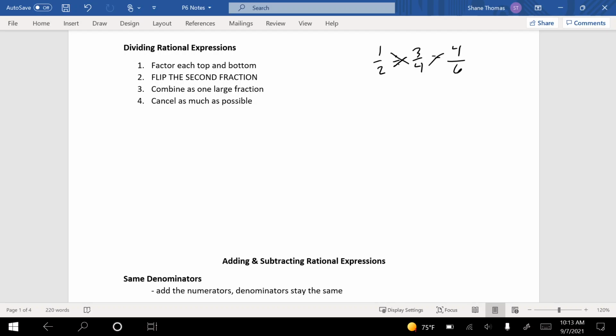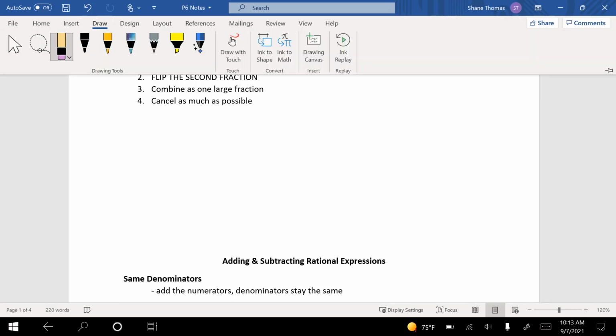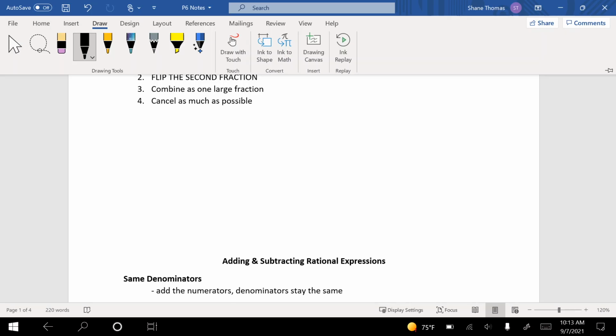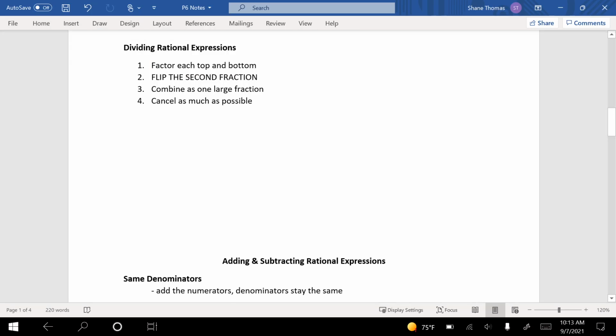Either one. Did you guys do keep it, switch it, flip it? Yeah? Okay, so this is the same concept here. Still just dividing fractions. So keep the first one, switch the second one, and we'll be good. Or keep the first one, switch the sign, flip the second one.